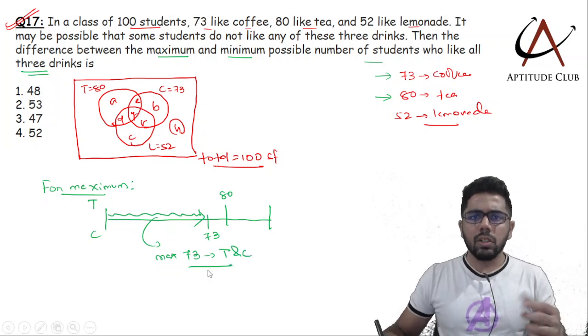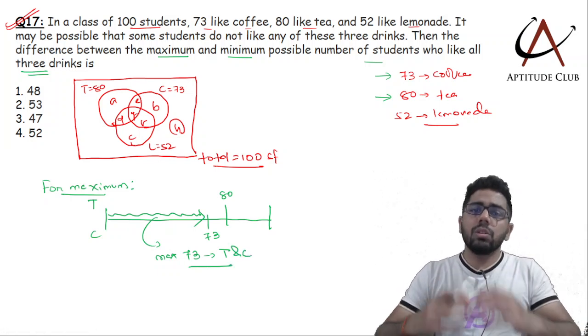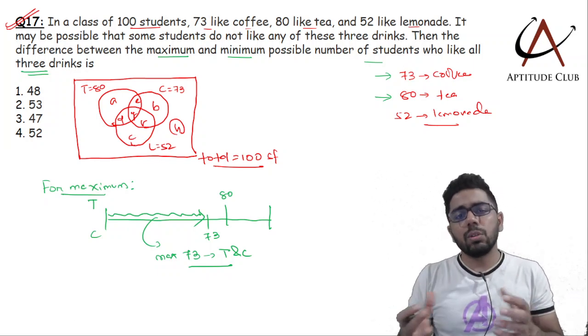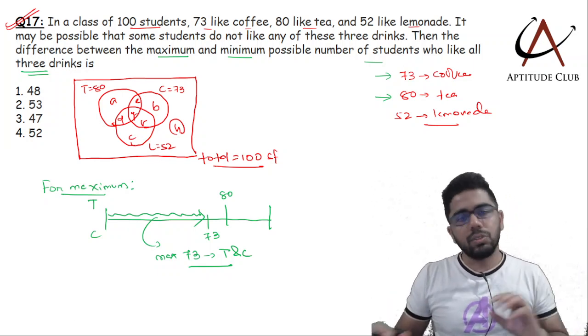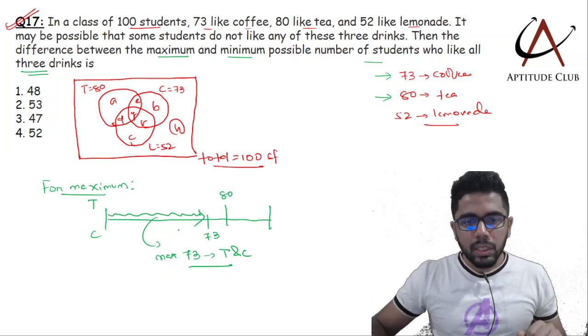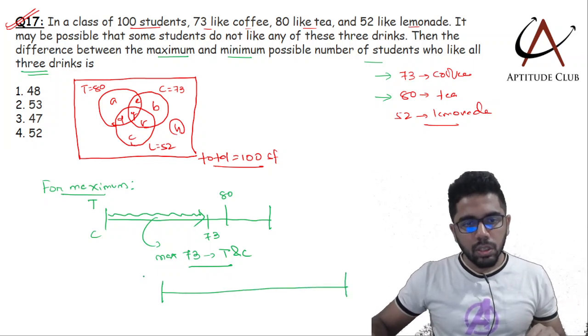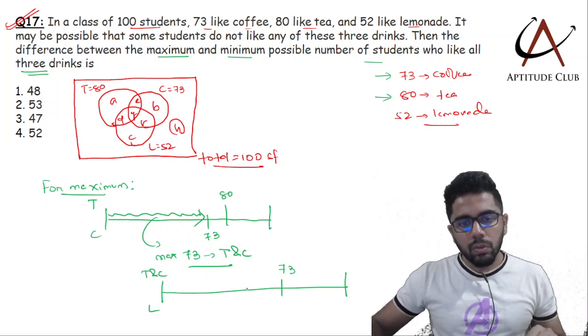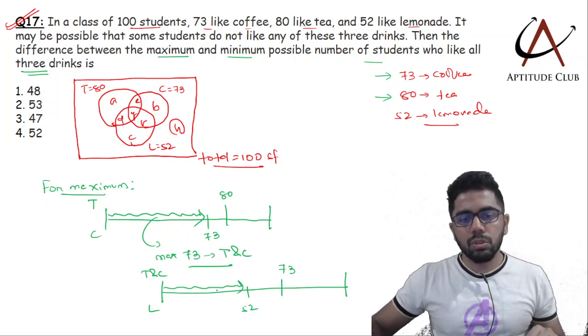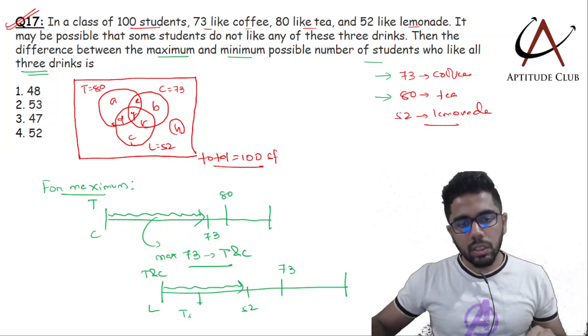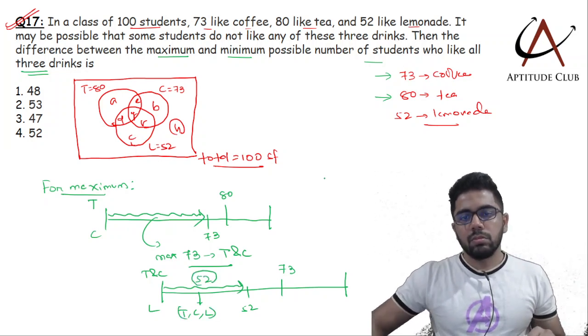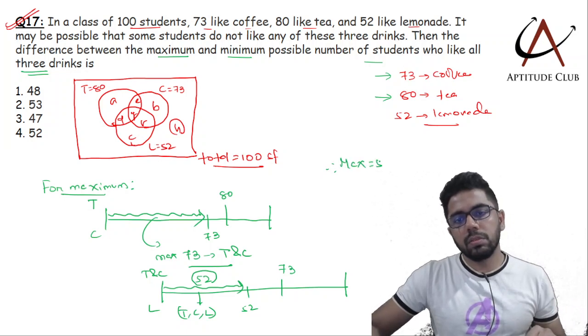It cannot be more than that. I cannot say 75 people because only 73 people like coffee in total. So the best case scenario is everyone who likes coffee likes tea. That's the maximum possible. Now if I intersect tea and coffee with lemonade, with the same logic, tea and coffee on top and lemonade below. Here I have 73 people, whereas lemonade here is 52. So at max 52 people can like all three, tea, coffee and lemonade. Hence the maximum number of people is 52.